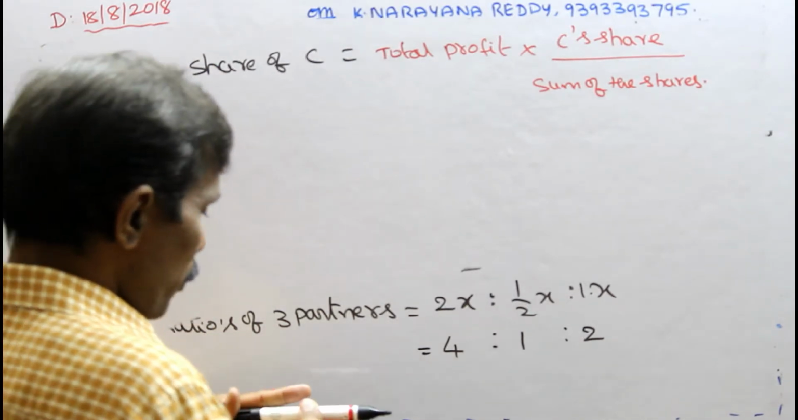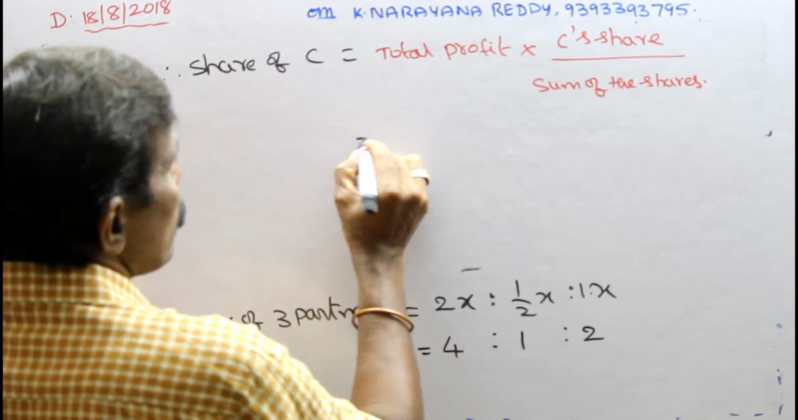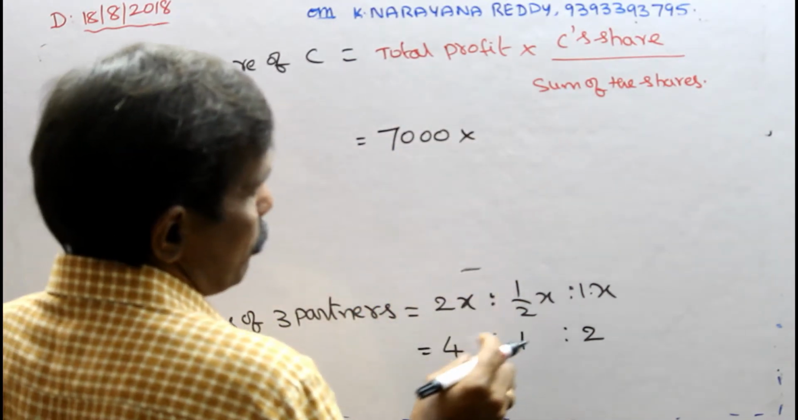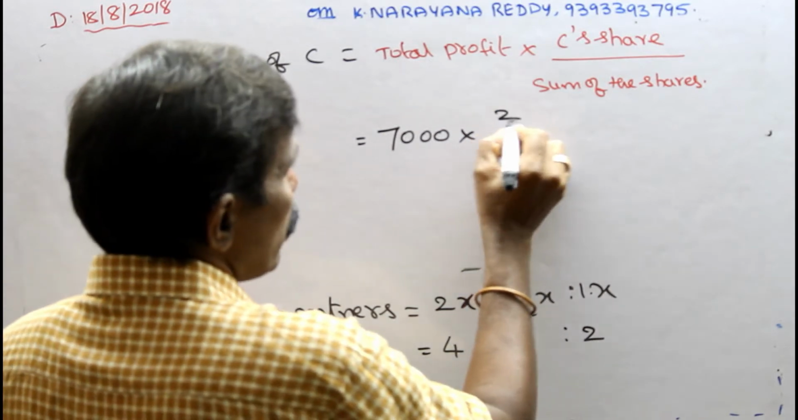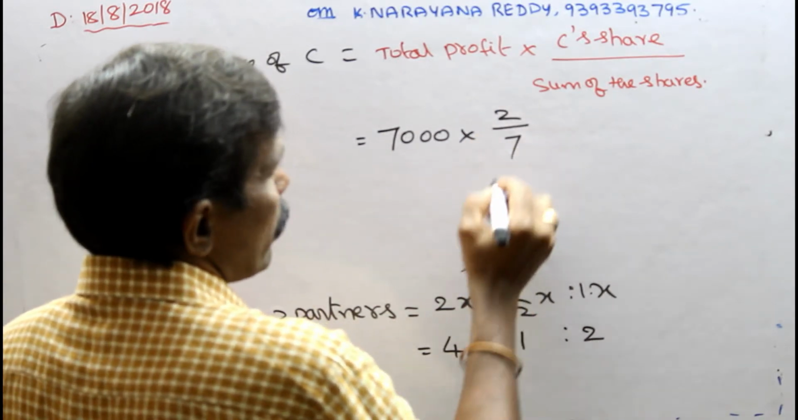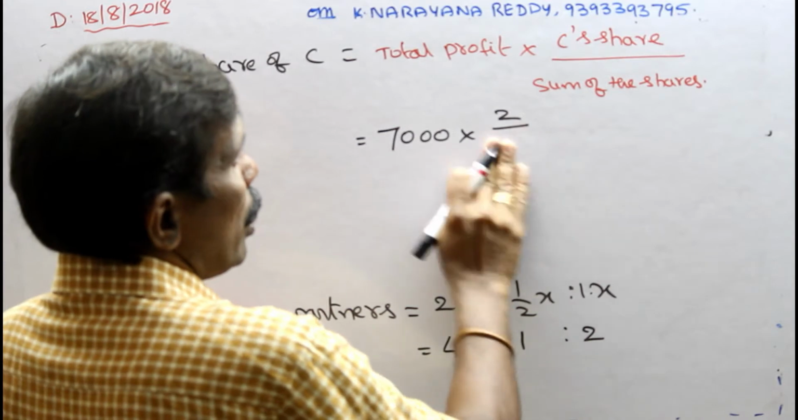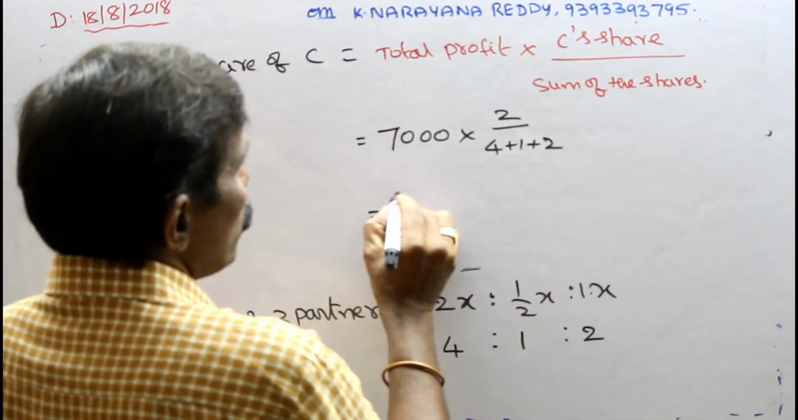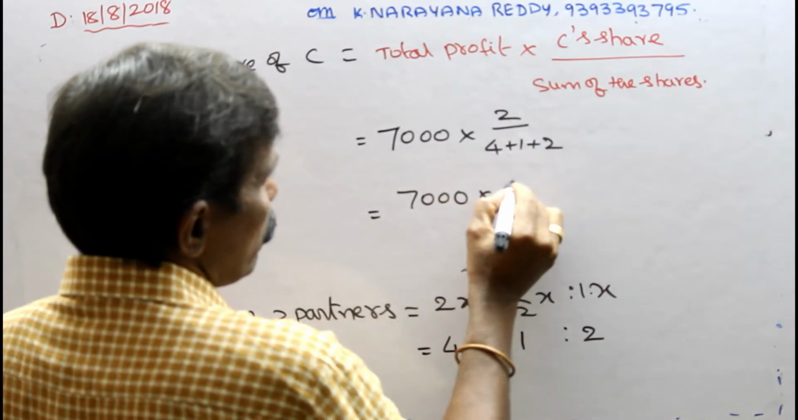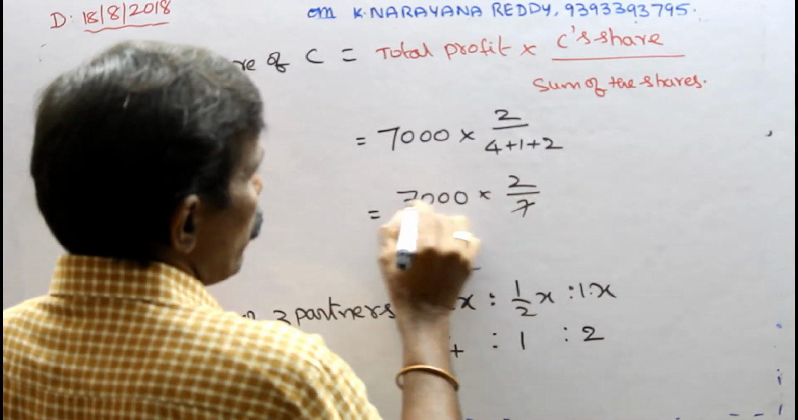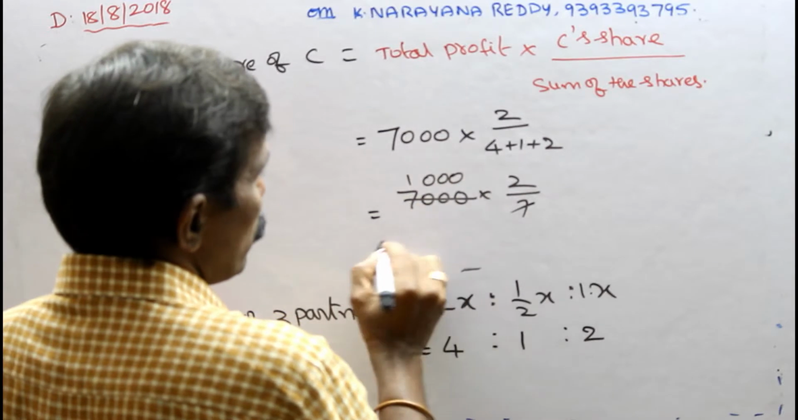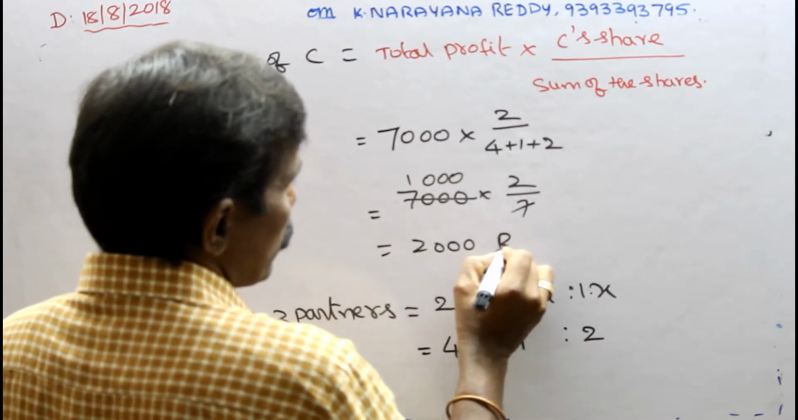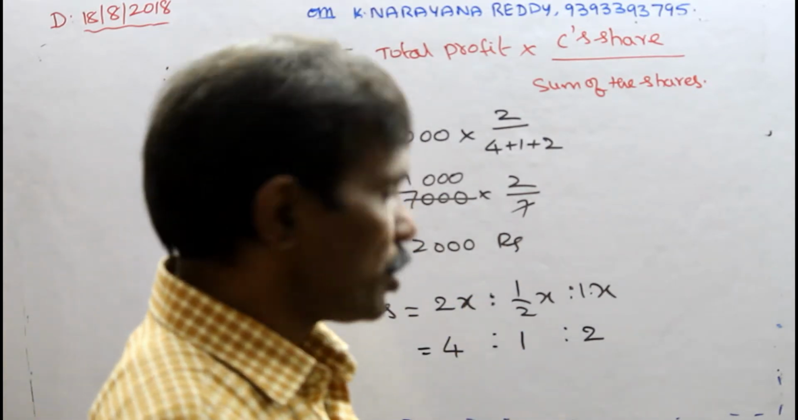Now, what is the total profit? 7,000. So 7,000 into C's share, which is 2, divided by the total shares, which is 4 plus 1 plus 2. Now 7,000 into 2 by 7. 7 ones are 7, and 0 0. That is 2 into 1,000, 2,000 rupees. This is C's share.